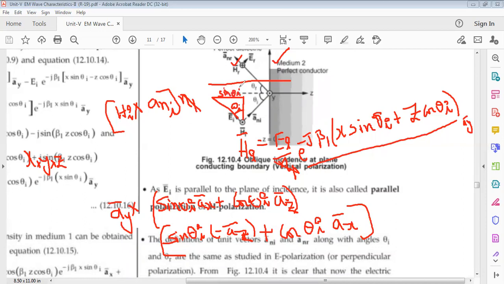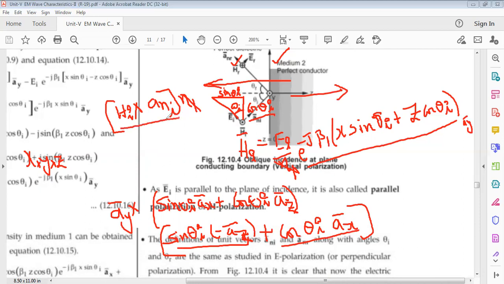Opposite side is sin theta i, and adjacent side is cos theta i. So this upward direction is positive x, and the backward direction is negative z. Cos theta i into a_x bar, sin theta i into minus a_z bar. This is the positive z direction, and towards this direction is the negative z direction. Got it, my students? Understood?